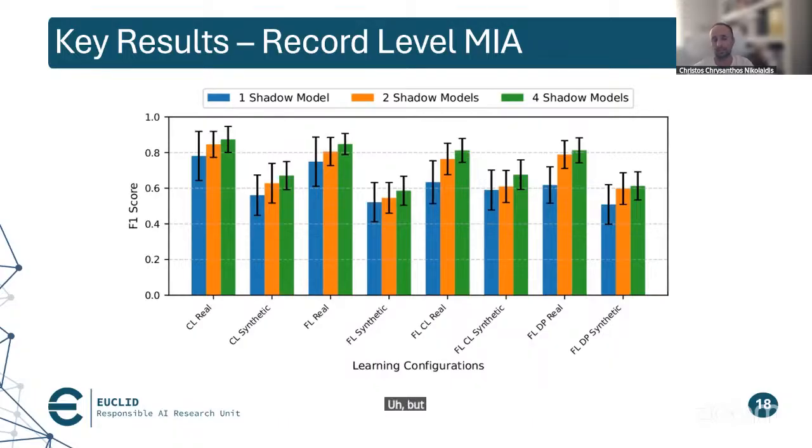But the data has to be good to work on this. It's not about the number of shadow models, it's about the data that the shadow model sees. But in principle, if we have a lot of shadow models, the MIA attack is getting better. Okay.